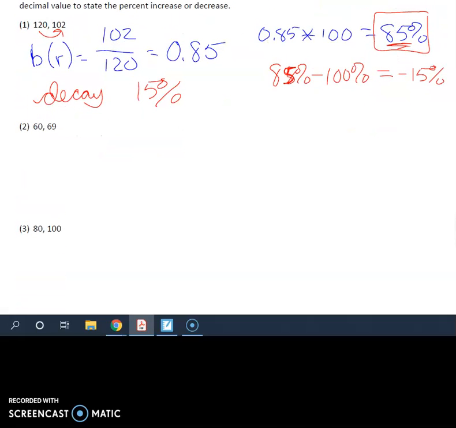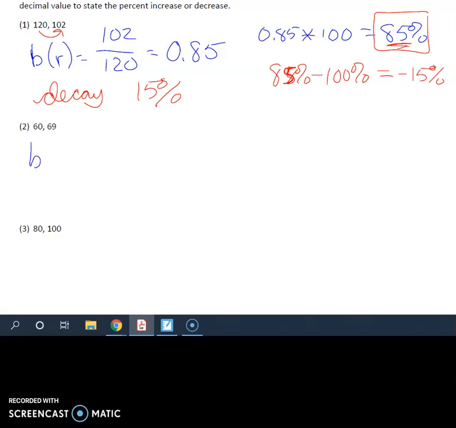So, 3 more problems. If we go ahead and follow the same steps, look at the numbers. If you see the numbers are increasing, we're talking about an answer that should be a growth. And if it's decreasing, we should be looking at a decay. When you're finished number 2, turn the video back on.